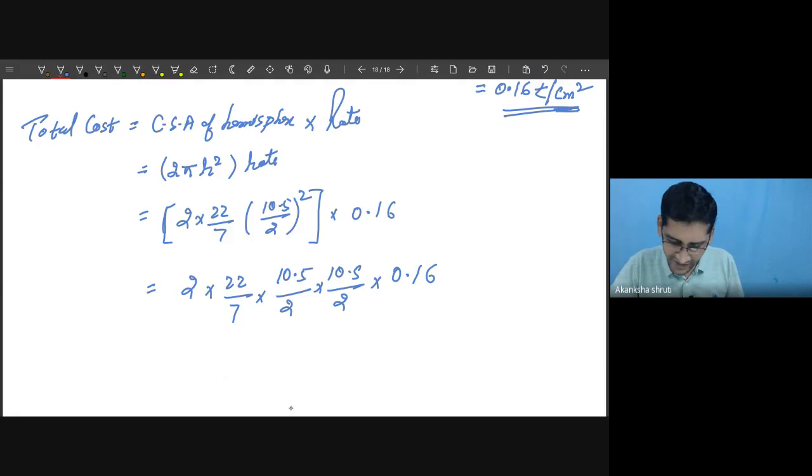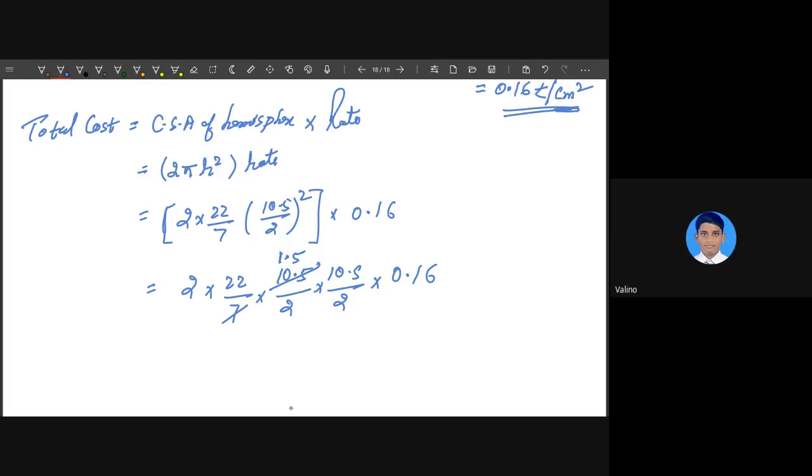Then 7, you can cancel this 7 with this one. 7 1 just 7, then 0.35, so 1.5. Sir, 2 and 11.